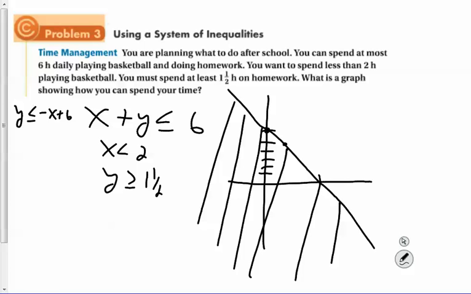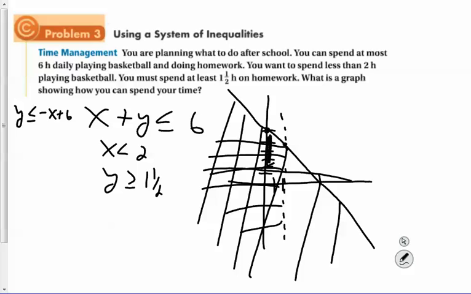And then x is less than 2. I'm going to go over here to 2 and put a dotted line like that because it's vertical, and less than, so it's this stuff in here. But y has to be greater than or equal to 1.5. So y is greater than or equal to 1.5, and it's right here. It's a solid line like this, and it's above.